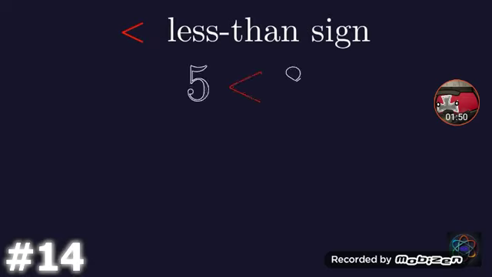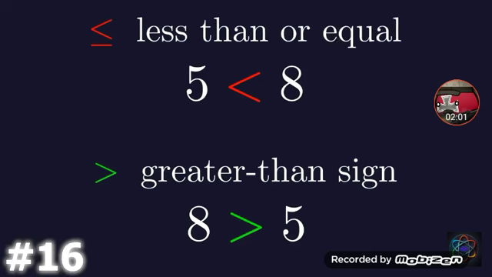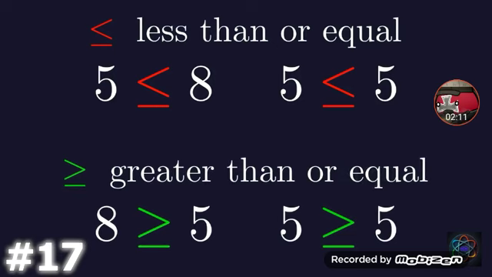The less than symbol is used to indicate that one quantity is smaller than another. Its opposite, the greater than sign, is used to indicate that one quantity is larger than another. If we add a line to the less than symbol, we get less than or equal sign. As the name suggests, it indicates that one value is smaller or equal to another. The same is true for greater or equal to sign.